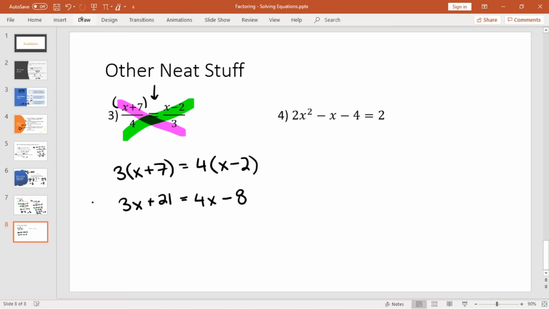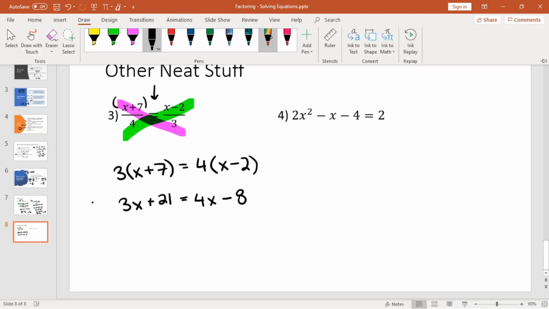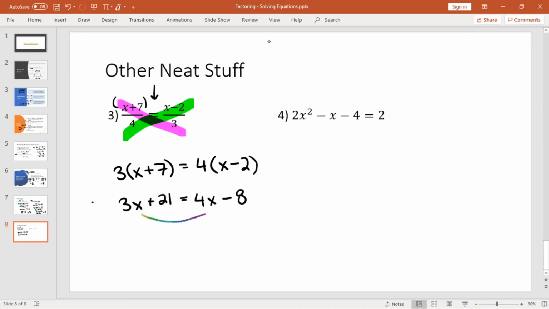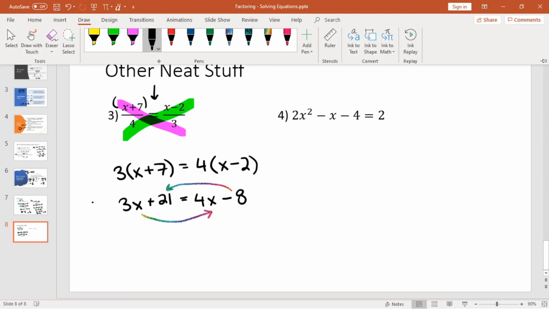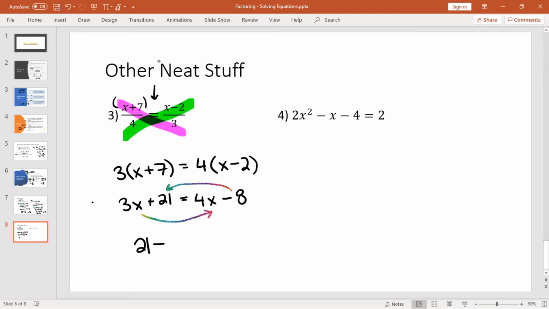This time I'm going to send, and this is my own personal preference, I don't care what you do, I'm sending the x to the right side because it'll make a positive instead of a negative. Okay, so the x is going over to the right side, and on the left side we're going to have the 8 come over and be positive, and on the right side we're going to have the 3x go over and be negative. So I'm going to end up with 29 equals x, and I'm done right away.